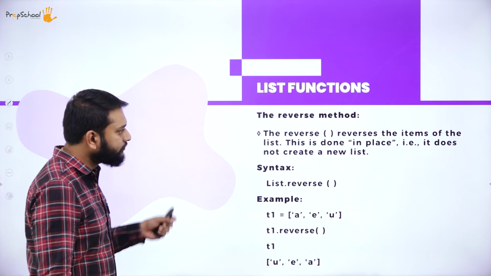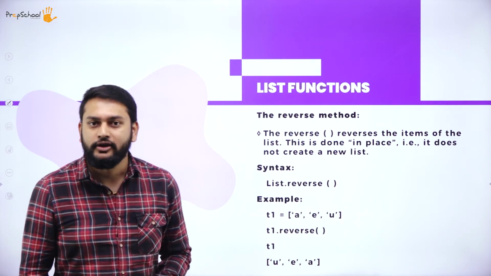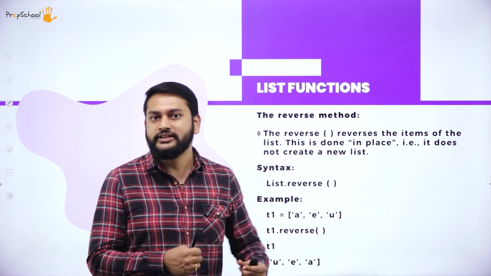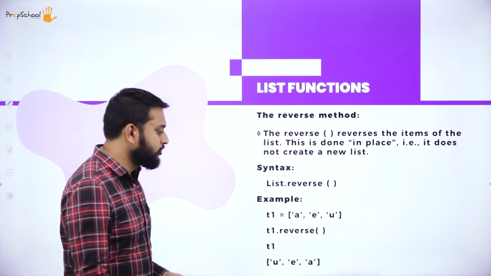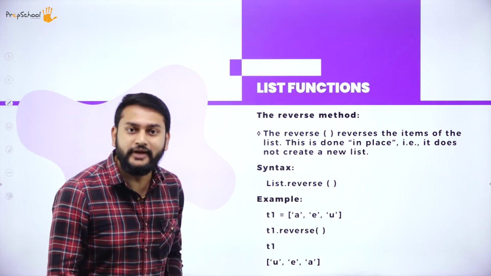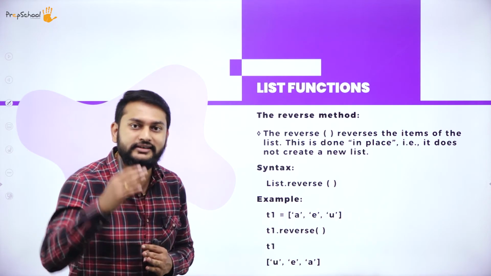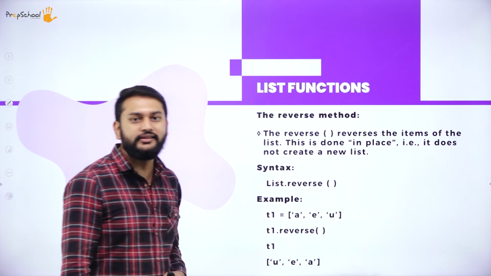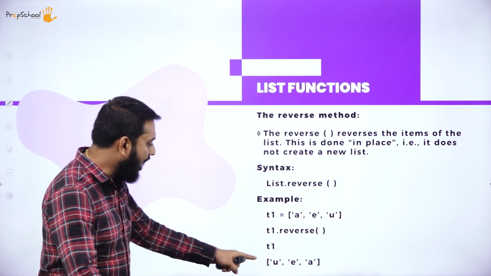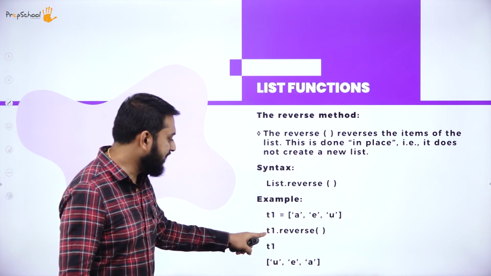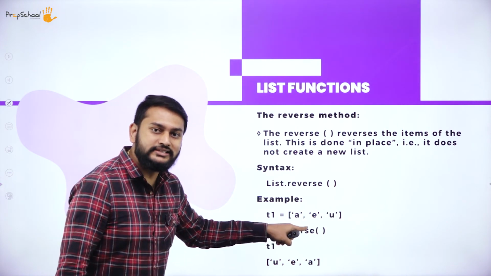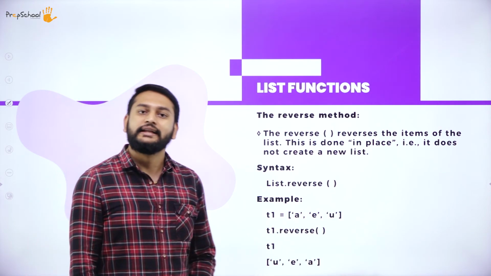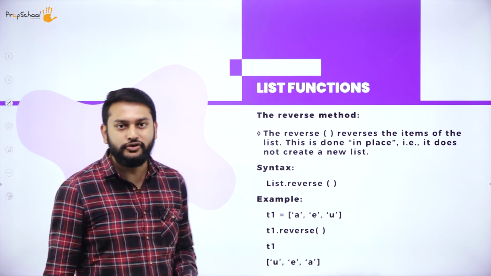So guys, then I have the reverse method. Please stay tuned, I have come to an end. I have only a few methods left. So I have reverse. If I use this method, whatever content you have inside the list will be reversed. Guys, AEU is the content that I have in the list, but after performing the reverse operation, T1 dot reverse, this is a function which will reverse the content of the list. That's what you need to understand.